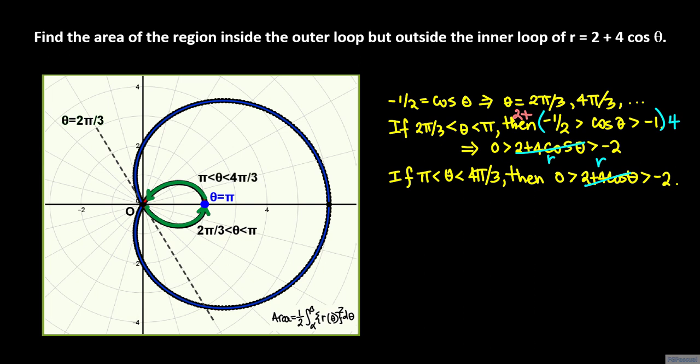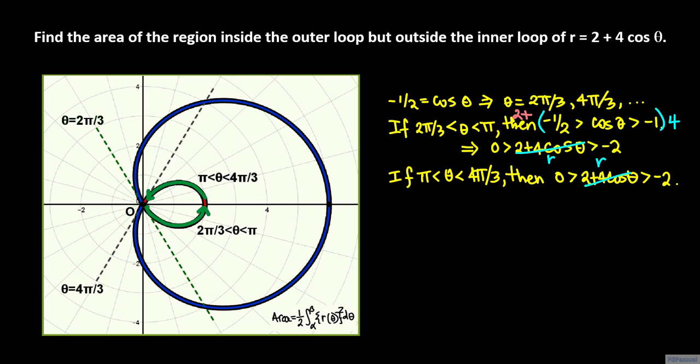There is a similar geometry at the origin when theta equals 4 pi over 3, similar to when theta is equal to 2 pi over 3. There is a second tangent line at the origin. This time the slope of the tangent line is tangent of 4 pi over 3. So for the inner loop, theta is between 2 pi over 3 and 4 pi over 3. So what about the outer loop?